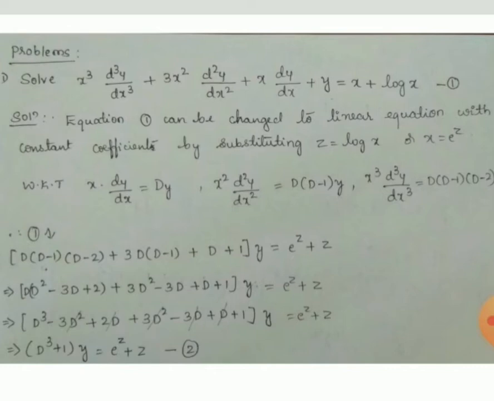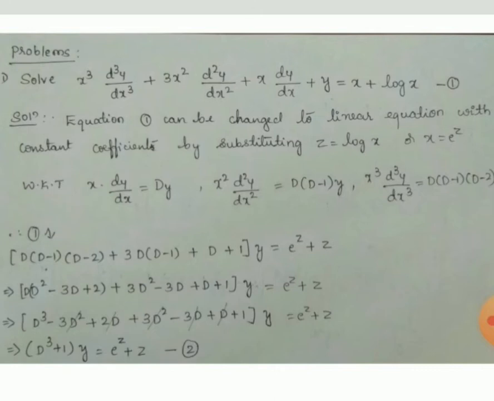Now substitute all the values in equation number 1. So x cubed d³y/dx³ can be written as D(D−1)(D−2), and I will write y at the end. Each term contains y, so I will take that y outside. Plus 3x² d²y/dx² can be written as 3 times D(D−1), plus x dy/dx can be written as D only, plus y, which contains only 1, into y, that is equal to, now x is e to the power z, plus log x is z.